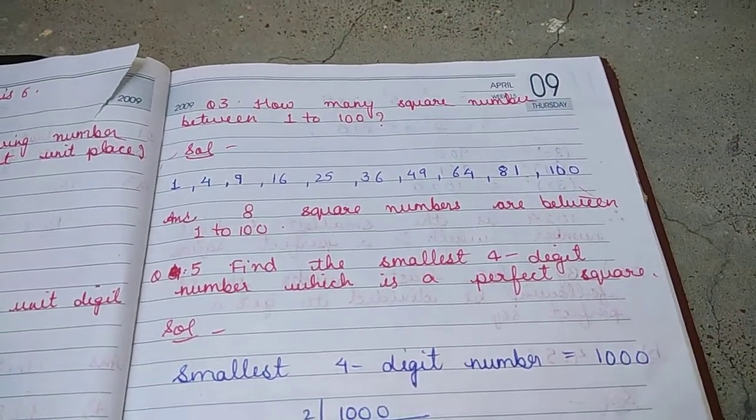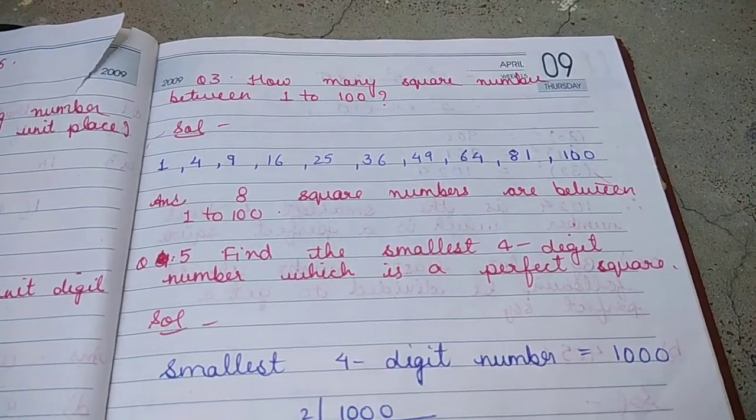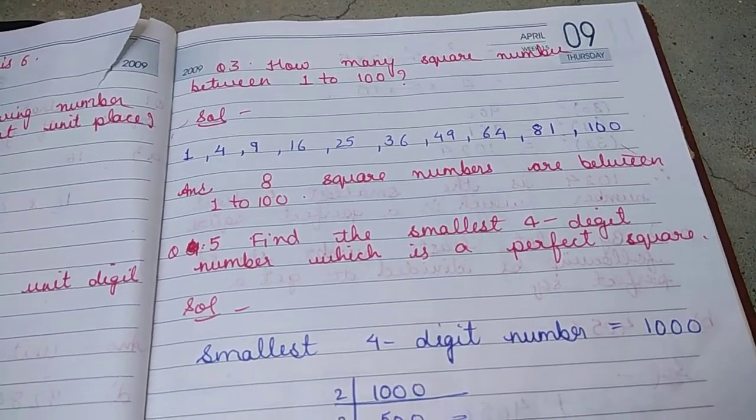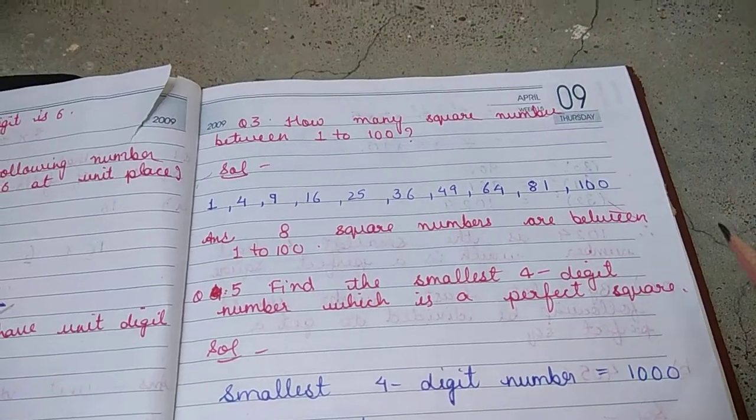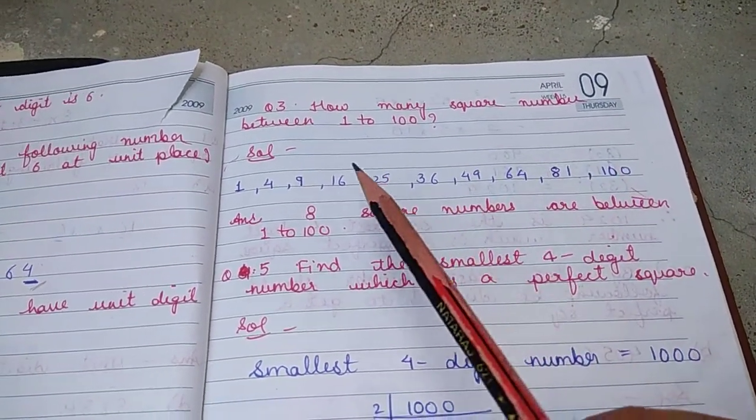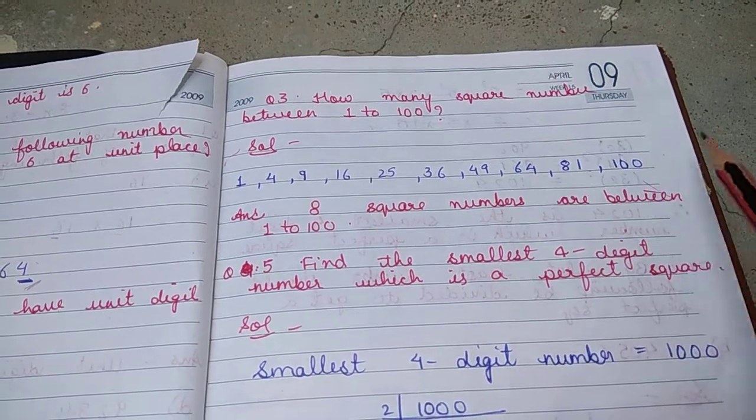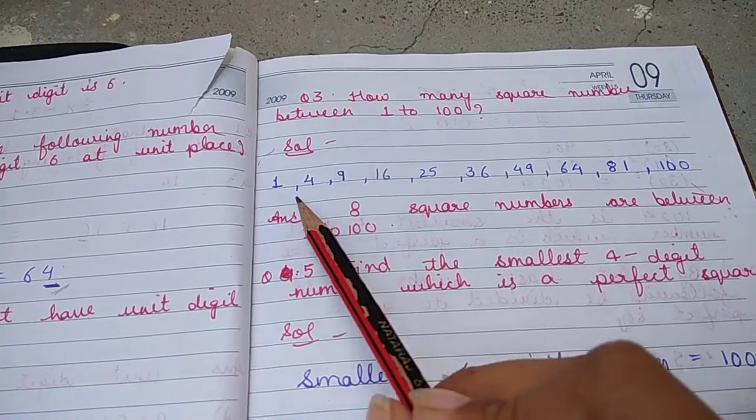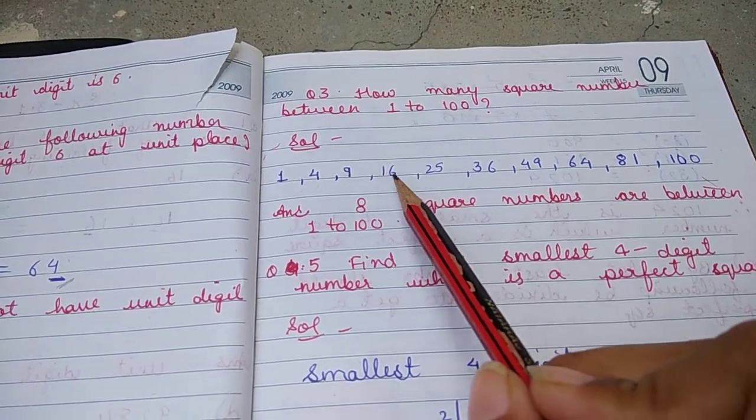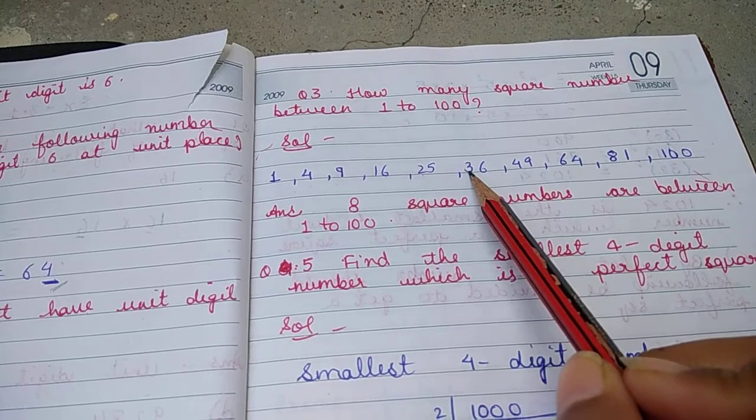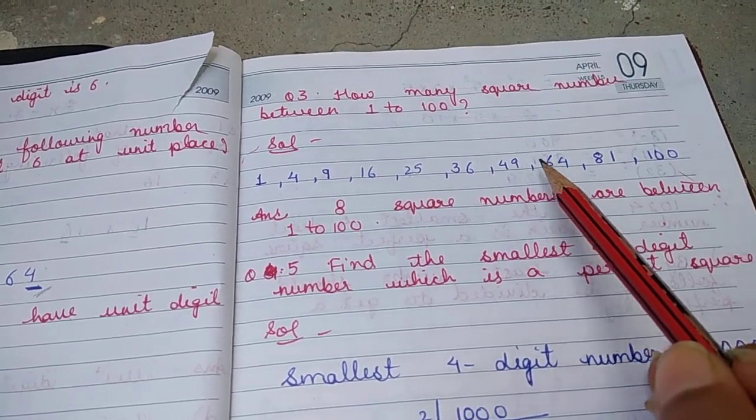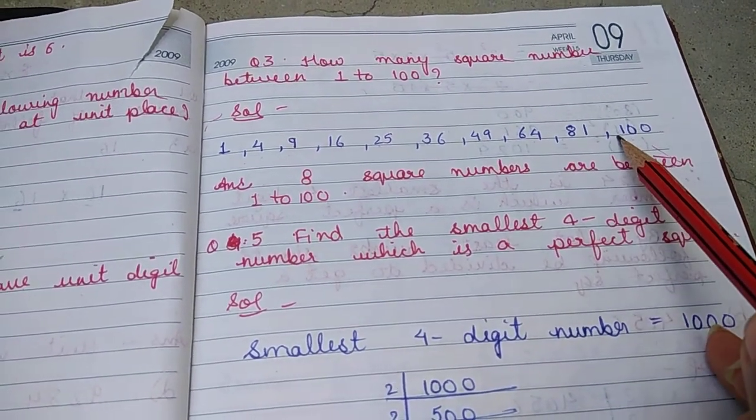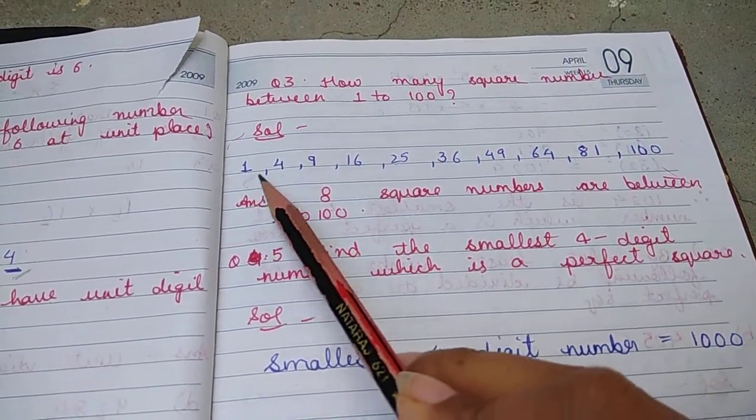question, that is, how many square numbers are there between 1 to 100? You just have to find the square numbers. Okay, so for that you don't have to do anything. You just have to write the squares from 1 till the squares cross 100 or reach 100. Okay, so 1 1s are 1, 2 2s are 4, 3 3s are 9, 4 4s are 16, 5 5s are 25, 6 6s are 36, 7 7s are 49, 8 8s are 64, 9 9s are 81, 10 10s are 100. Okay, so I have got 1 also and 100 also.